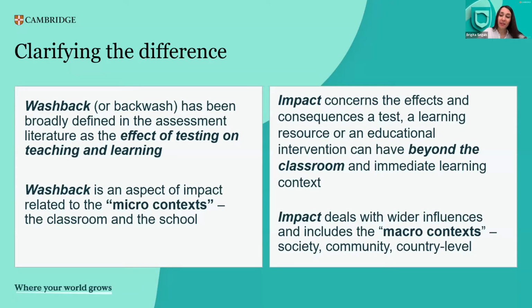Now, when we talk about impact, we are thinking in much broader terms. We are thinking about the effects and consequences that a test, a learning resource, or an educational intervention can have beyond the classroom. So we are moving away from that micro level to what we call a macro context. We are thinking in terms of the society, community, or even country level. And as such, washback is a type of impact. Impact could also refer to those micro contexts, but it also encapsulates this much broader sphere of influence that an intervention can have.